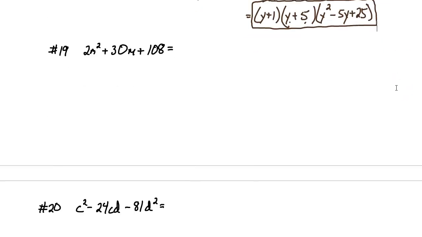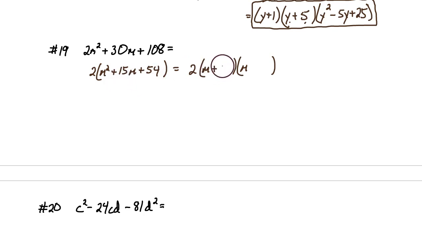Number 19. There is a GCF of 2. They all divide by 2, leaving m squared plus 15m plus 54. Now let's factor the trinomial using FOIL. We have m times m was our m squared. Now we need 2 numbers that multiply to 54 and add up to 15. How about a positive 9 and a positive 6?